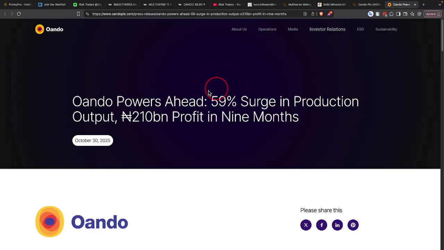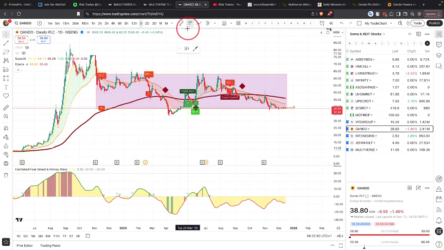I think they had more profits in 9 months as of October 30th. So there's better news coming out for Oando as opposed to what we had in the past. Price action is not showing what is going on in the company, but sometimes price action takes a while to catch up on what's going on. So we have to wait and see what happens in the future for Multiverse and Oando, but I'm a bit optimistic about them, and we'll just see.